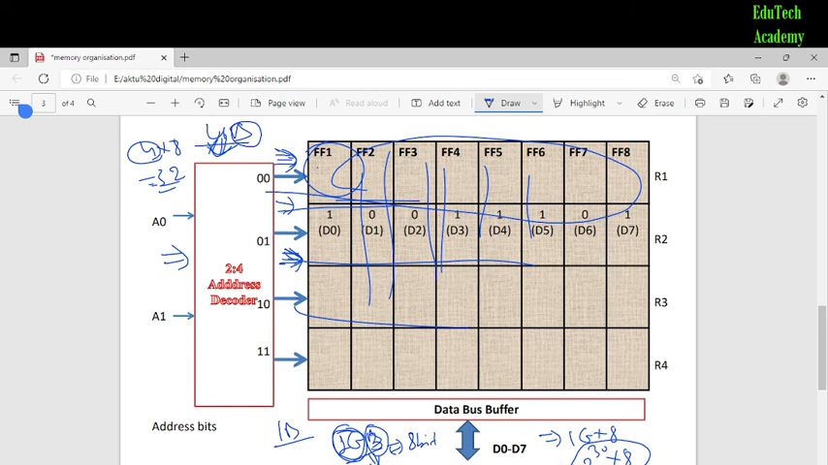These are the details about the internal architecture of memory.